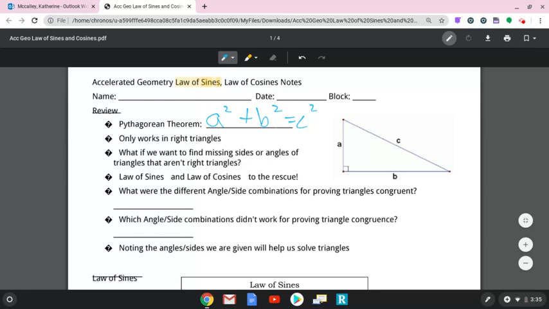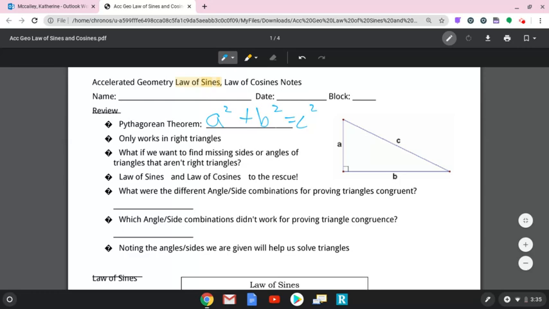Same thing with trigonometry. We can only use our sine, cosine, tangent, meaning our SOHCAHTOA, or sine, cosine, tangent ratios, when we are given a right triangle. So what happens when we don't have a right triangle? What if we are missing sides or angles of triangles that are not right triangles? Law of sines and cosines to the rescue. We're going to talk about how we can utilize law of sines and law of cosines to solve oblique triangles. And when I say oblique triangles, I mean triangles that do not have a right angle.